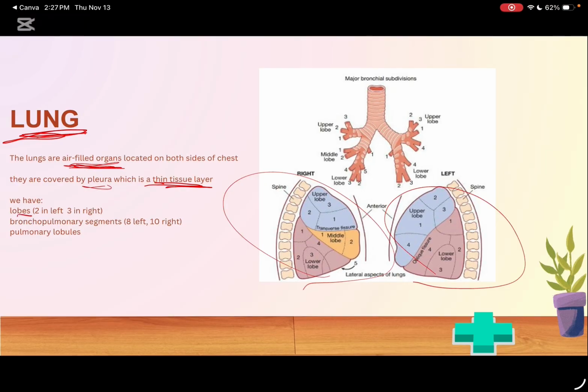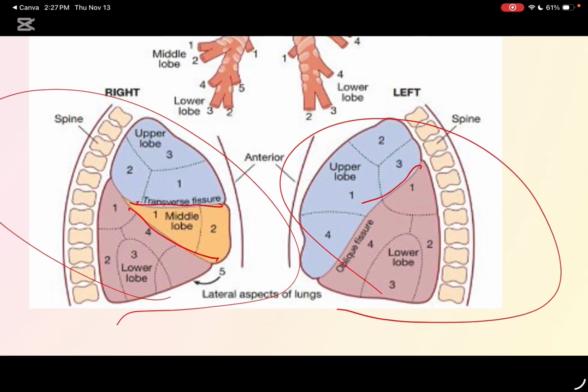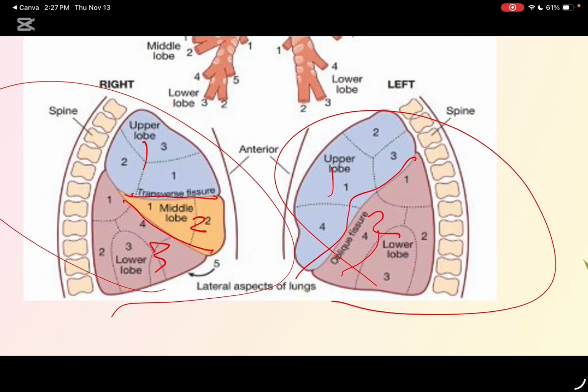We have lobes. Look, here you can see the lobes here and here and here. This is the oblique fissure. They are separated by these fissures. In the right lung we have the upper lobe, the middle lobe, and the lower lobe, and they are separated by the oblique fissure and the horizontal or transverse fissure. On the other hand, the left lung is divided by the oblique fissure.